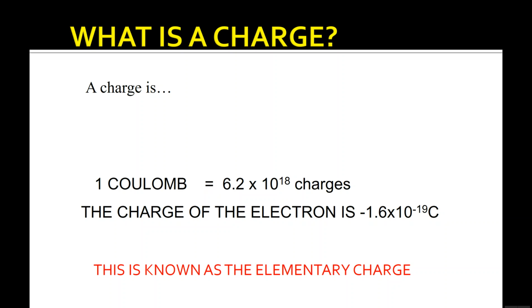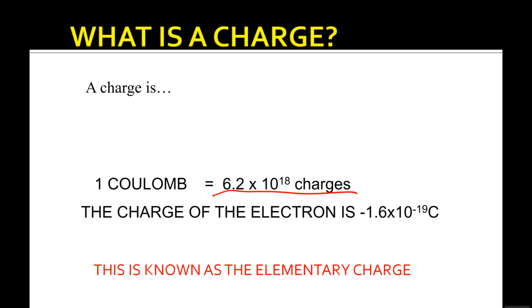So the same thing here. We call that a coulomb. And 1 coulomb is the equivalent of 6.2 times 10 to the 18 charges. Okay? And of course, 1 electron has to have a charge, just like 1 atom has to have a number of moles.